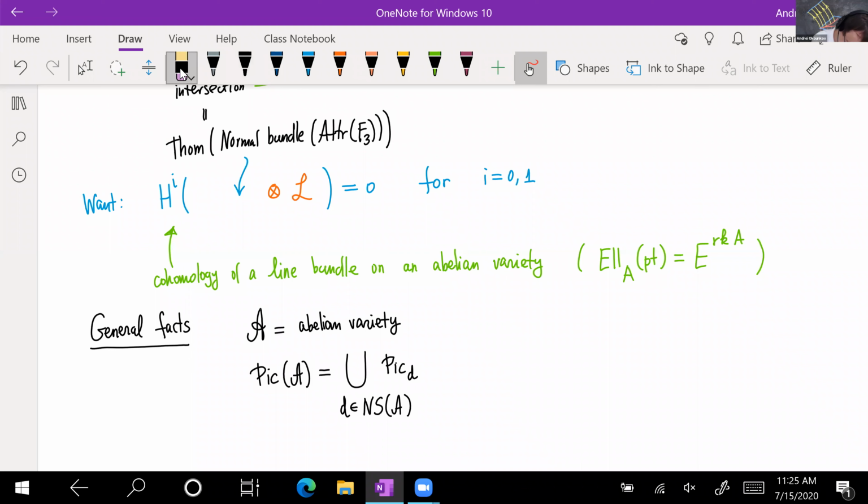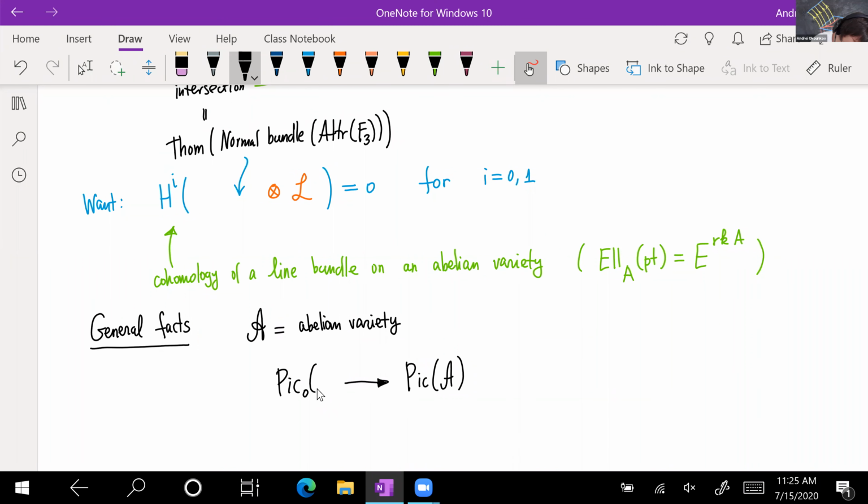Oh, maybe you know what? I'll just try the exact sequence. So if I look at the Picard group, this is the group of all possible line bundles. Then this has a component of line bundles of degree 0. So Pic^0 of A. Those are one way to define them. Those are algebraically equivalent to 0. Those have degree 0. So this embeds here, and the quotient is called the Néron-Severi group.